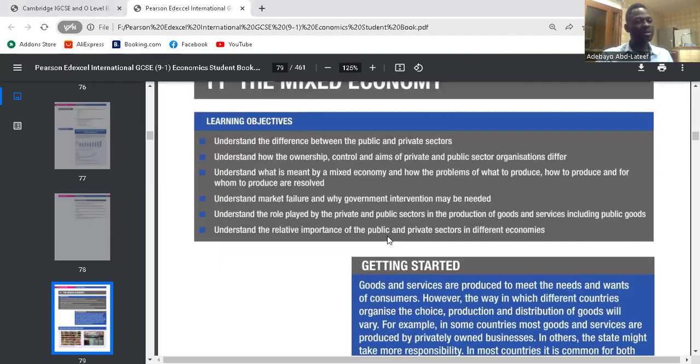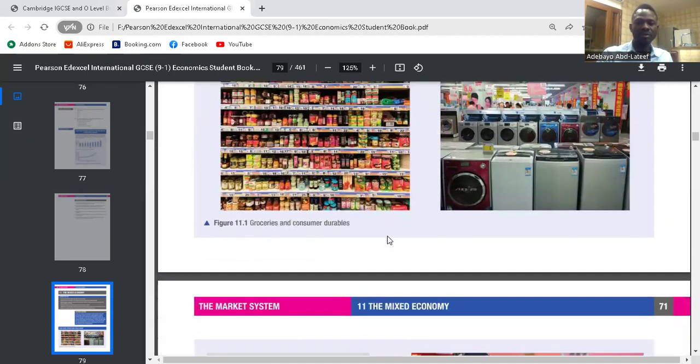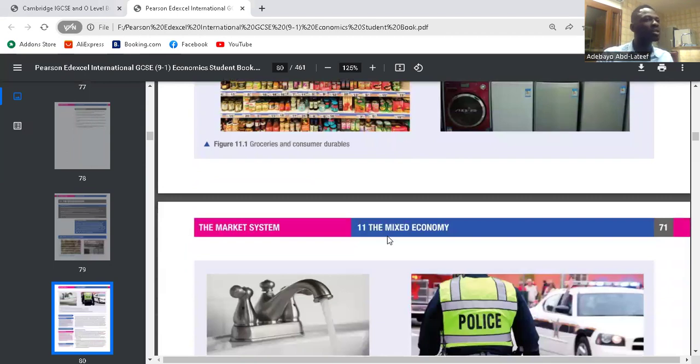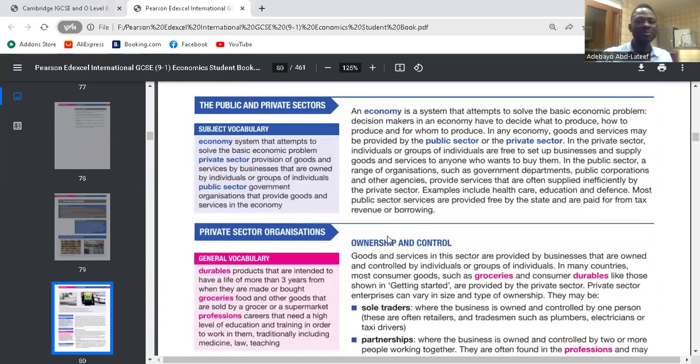We'll go to mixed economy. Why do we call it mixed economy? We call it mixed economy because it combines both the capitalist, the free market, and the planned economy. When we talk about the planned economy, we're talking about government, and when we talk about the free market, we're talking about private sectors. So a mixed economy combines both the private and the public sector.